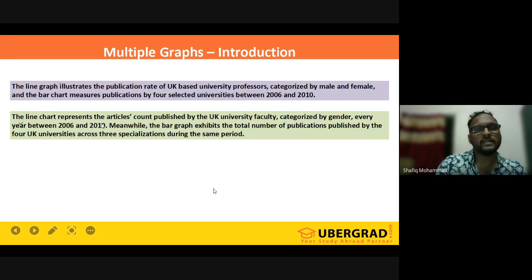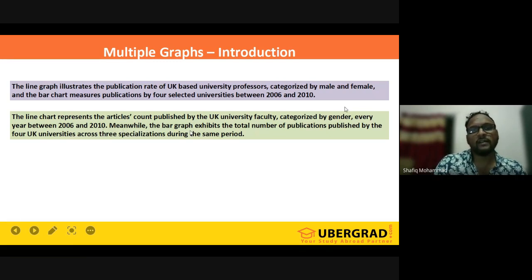The line chart represents the articles count published by the UK university faculty categorized by gender, like Iram has said, by gender, right? Every year between 2006 and 2010. So every year was the publication, right?